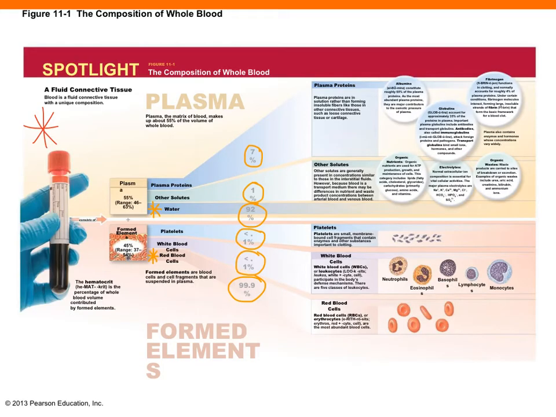Plasma is made of 92% water, 1% other solutes, and 7% plasma proteins. The formed elements are 99.9% red blood cells, less than 0.1% white blood cells, and less than 0.1% platelets. This makes up the blood in total.